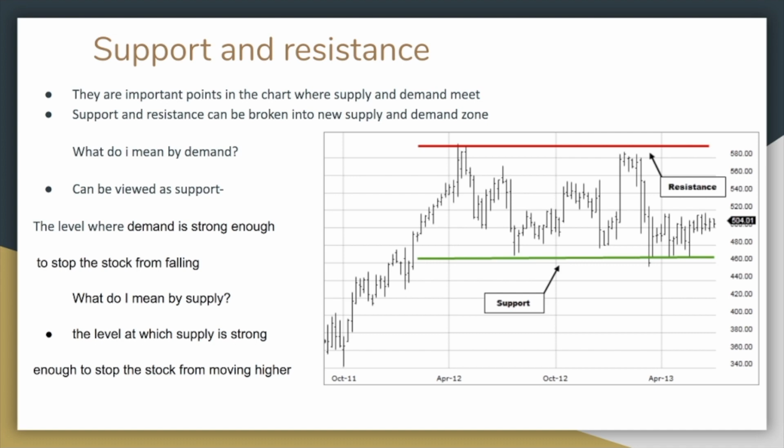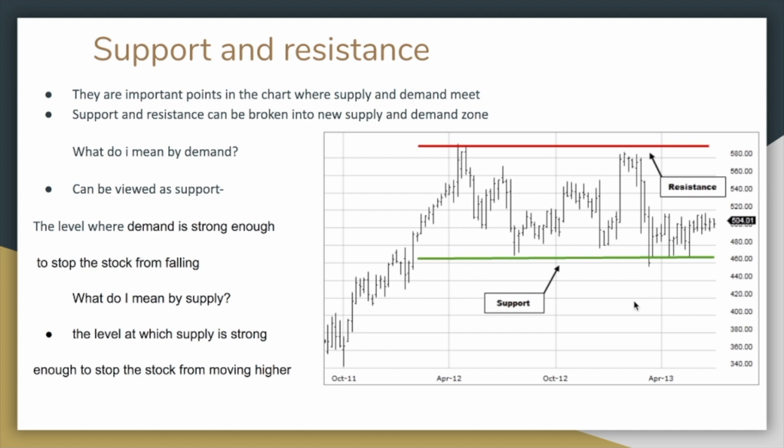Now we're going to use the same charts from before just to show you guys support and resistance. They are important points in the chart where supply and demand meet. So support and resistance, like I said before, can be broken into supply and demand zones. What do I mean by demand? Demand can be viewed as support. This would be a demand zone, right?